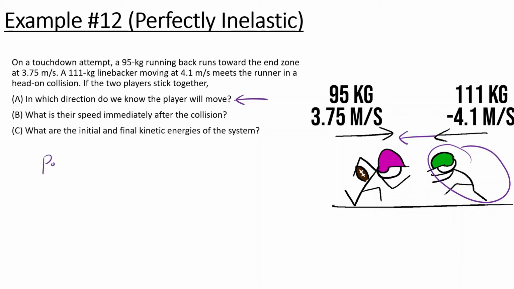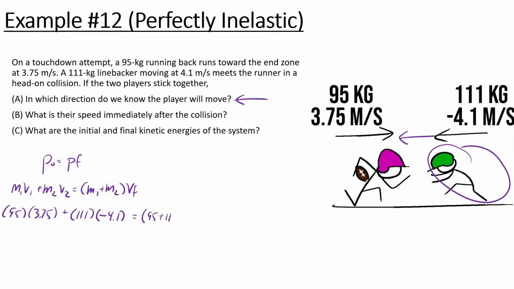All right, let's figure that out. Momentum initial equals momentum final. So m1 v1 plus m2 v2 is equal to m1 plus m2 v final. Then we have 95 times 3.75, that's the velocity. And the other one's 111, but the other one's going to the left, so it's negative 4.1, is equal to 95 plus 111 times v final. So let's figure out this final velocity: 95 times 3.75 plus 111 times negative 4.1, divided by 95 plus 111. And we get negative 0.47 meters per second. So we know the speed is going to be 0.47 meters per second.